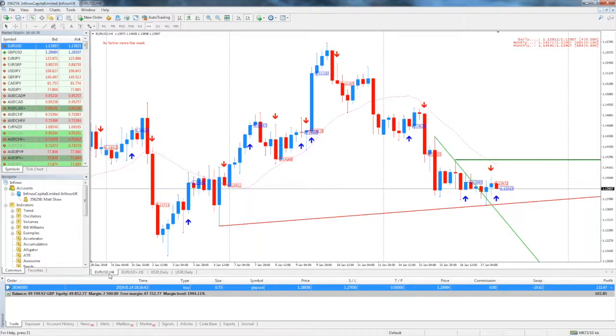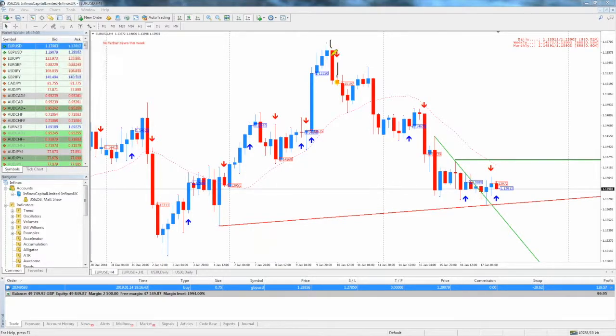Say we had gone short here, on this red candle, a solid red candle before it right here, and then we had a red candle appear after it with a red arrow. So that's confirmation. This arrow here is confirmation. I'll just highlight that in yellow there. That's our short because we've got a nice big red candle before it.